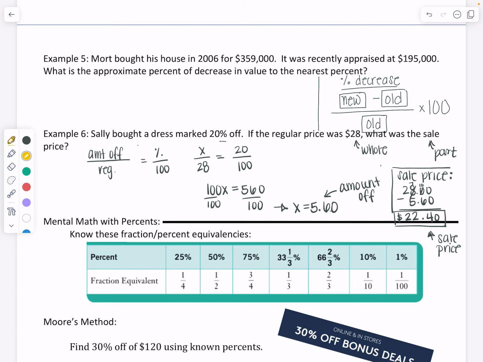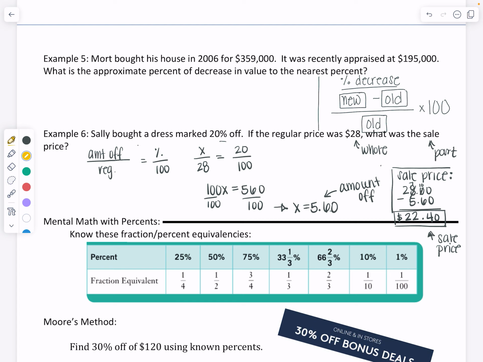So here's our example. Mort bought his house in 2006 for $359,000. It was recently appraised at $195,000. What is the approximate percent of decrease in value to the nearest percent? So unfortunately for Mort, his house has really decreased. I don't know what happened, if it flooded, if he had renters that destroyed the place, but for whatever reason, in 2006, it was $359,000, and now, we'll say today, it is $195,000.